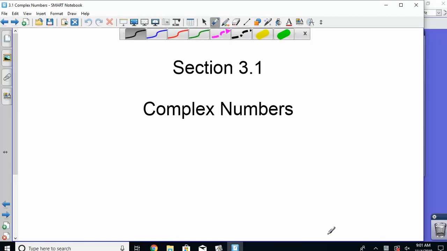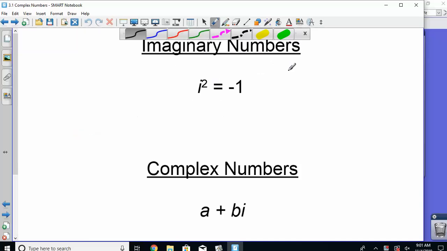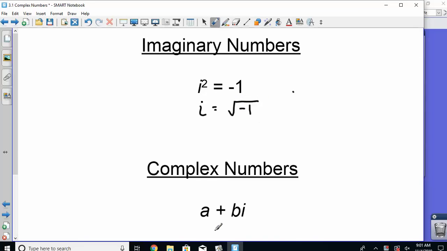First thing we need to do is go through a few definitions to start us out. When I'm talking about imaginary numbers, that's when i squared equals -1, when you start seeing i in your problems. So since i squared is -1, that means i represents the square root of -1. Most of the time when we see an i, that is what makes it imaginary. It just represents the square root of -1.